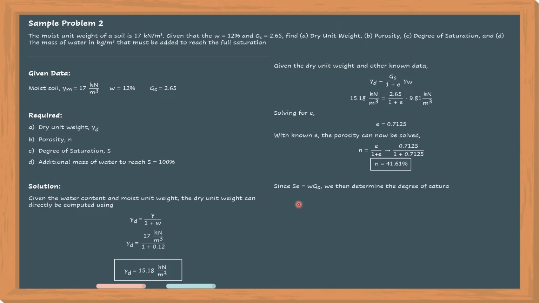Since we also know from equation 1 that S times E is equal to W times G sub S, or sa board exam, tawag nila dito is GWES na formula. We then determine the degree of saturation, so just manipulate equation number 1, because we have a known moisture content, known specific gravity of solid, and known void ratio. So we can now solve for the degree of saturation. That's equal to 0.4463, and convert that to percentage, which is approximately equal to 45%.